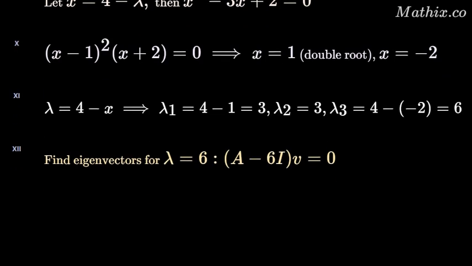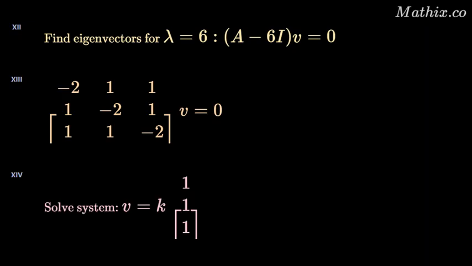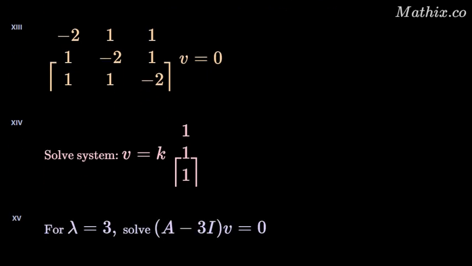Next, we find the eigenvectors corresponding to lambda equals 6 by solving the equation A minus 6 times the identity matrix times vector v equals 0. This leads to the matrix with entries negative 2, 1, 1 in the first row, 1, negative 2, 1 in the second row, and 1, 1, negative 2 in the third row, multiplied by vector v equals 0. Solving this system shows that the eigenvectors are scalar multiples of the vector with all entries 1.